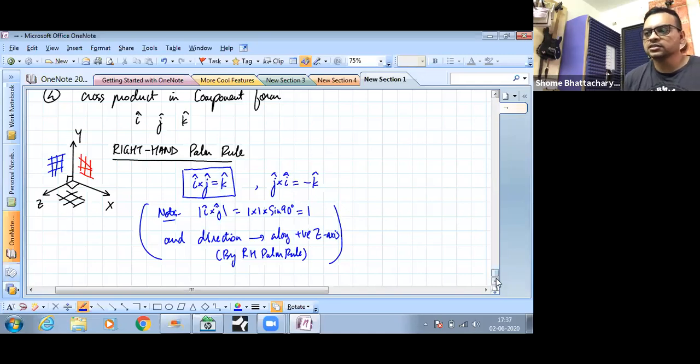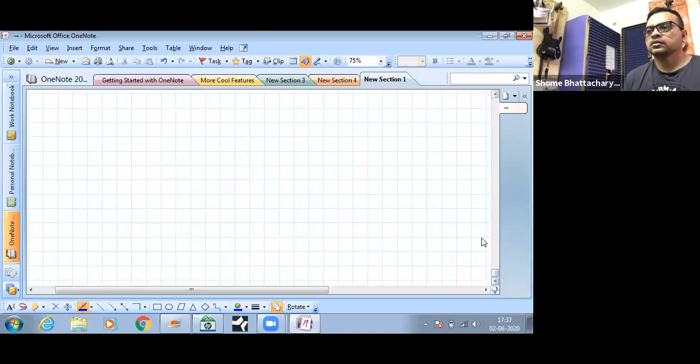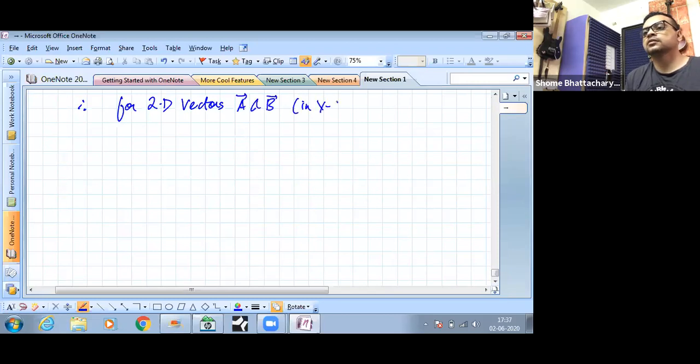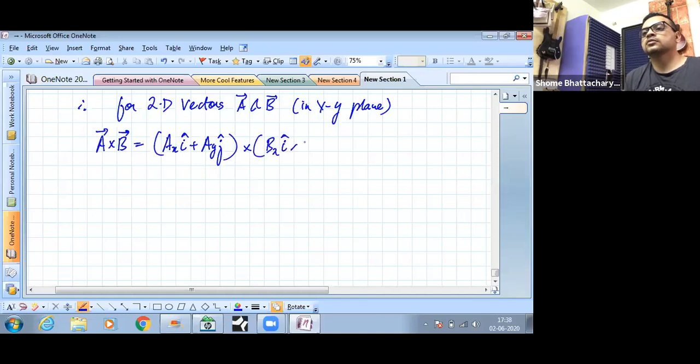Okay, so now let us see how to write cross product in two-dimensional component system. Okay, therefore, for two-dimensional vectors A and B, suppose they are in the xy plane, A cross B will become, replace A with its components, cross product with Bx I cap plus By j cap.